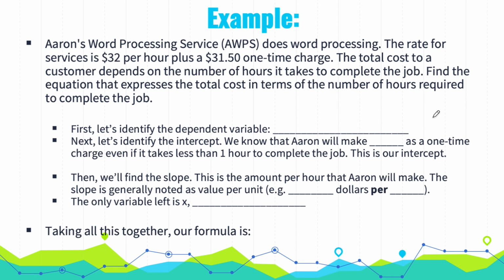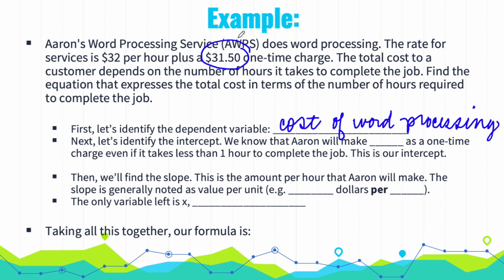Okay, first let's identify the dependent variable. The dependent variable, the question we want to answer, is: what's the cost? So what's the total cost that's billed to our customer? Next, let's identify the intercept. It doesn't matter how many hours Aaron works to word process. We know that there's a fee. When x equals 0, when the number of hours equals 0, we still have this payment. We can see that there's a $31.50 one-time charge, and this charge isn't dependent upon how many hours Aaron works. So we know that Aaron will make $31.50 as a one-time charge even if it takes less than 1 hour to complete the job. That's our intercept.